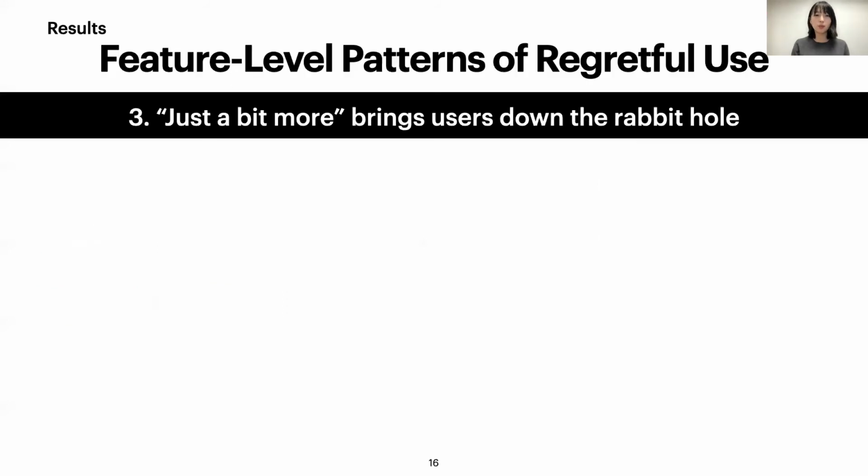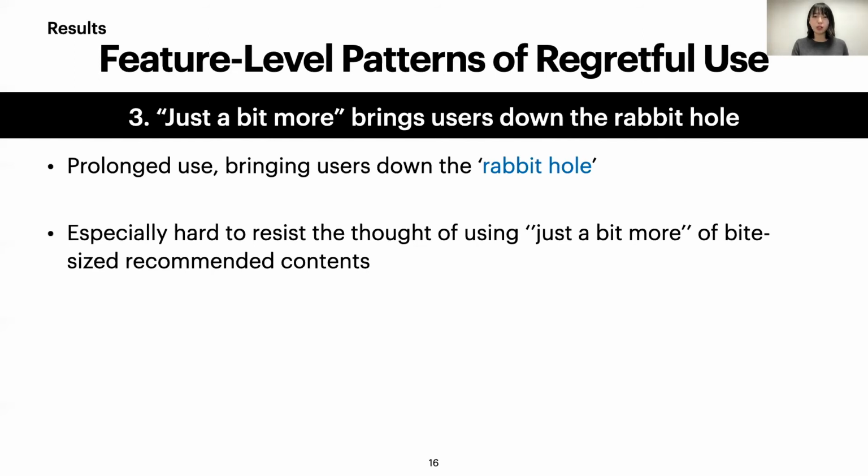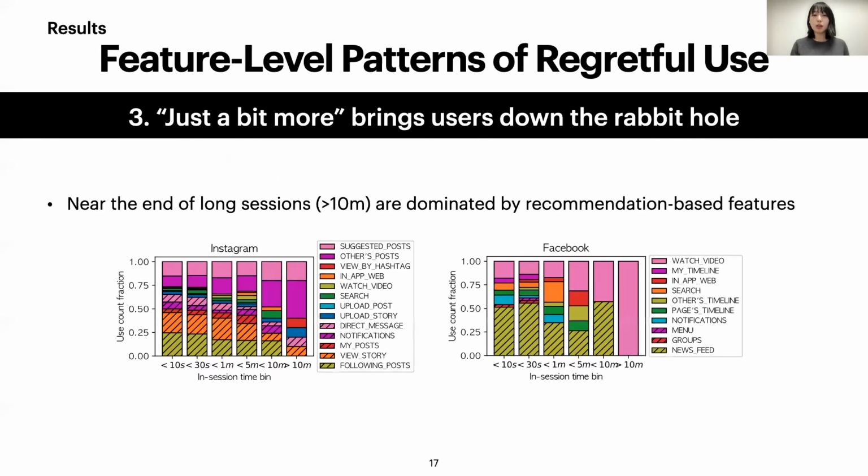feature. The third pattern is related to prolonged use that brings users down the rabbit hole. Participants reported that it's especially hard to resist the thought of consuming just a bit more of bite-sized content suggested by the recommendation algorithms. This pattern is highly noticeable in this visual distribution chart over the time in a session. For example, in Instagram and Facebook, when participants used a session for more than 10 minutes, the usage was dominated by these pink recommendation-based features of each app.